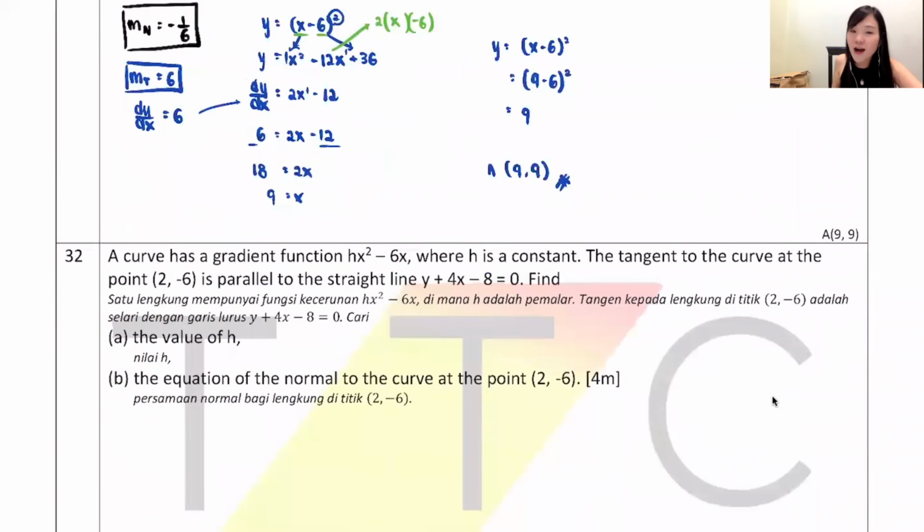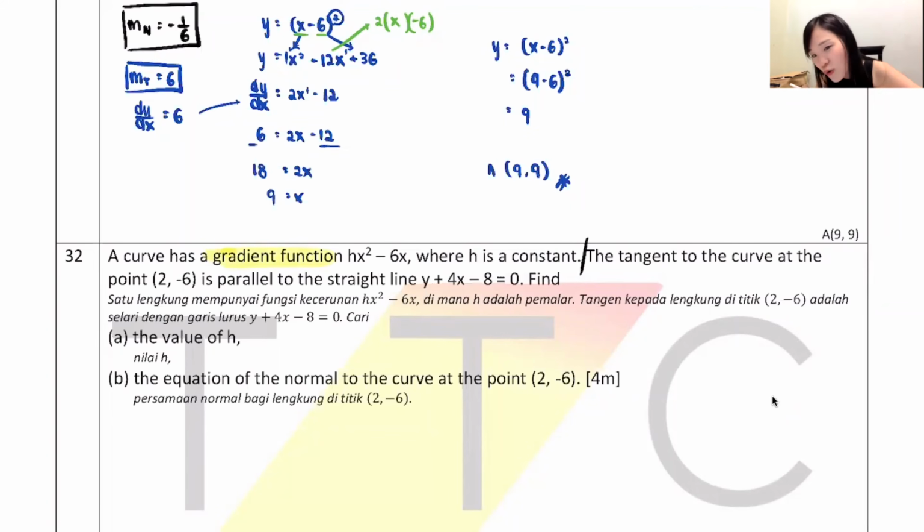Done. Slightly up, 32. A curve has a gradient function, this one where h is a constant. And before I continue, guys, what word shine there? Okay. No one wants to talk to me. Very good, Jermaine. Gradient function.